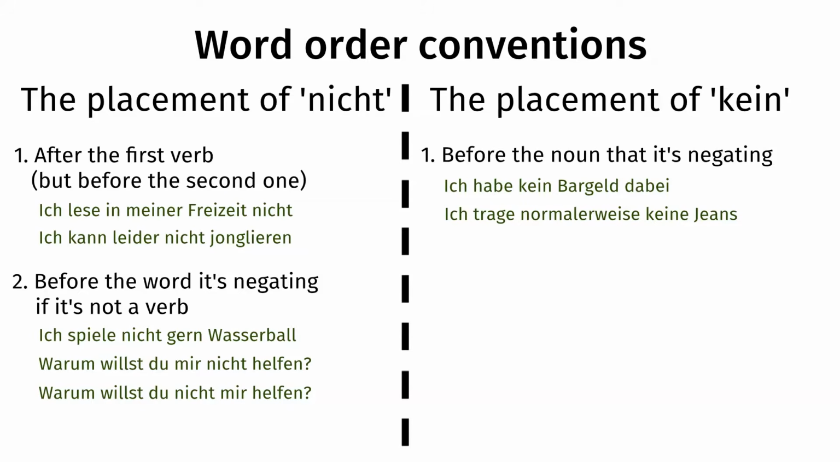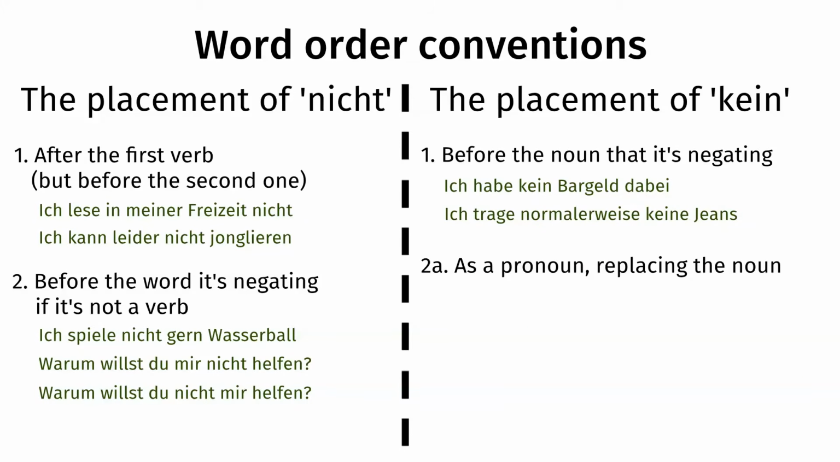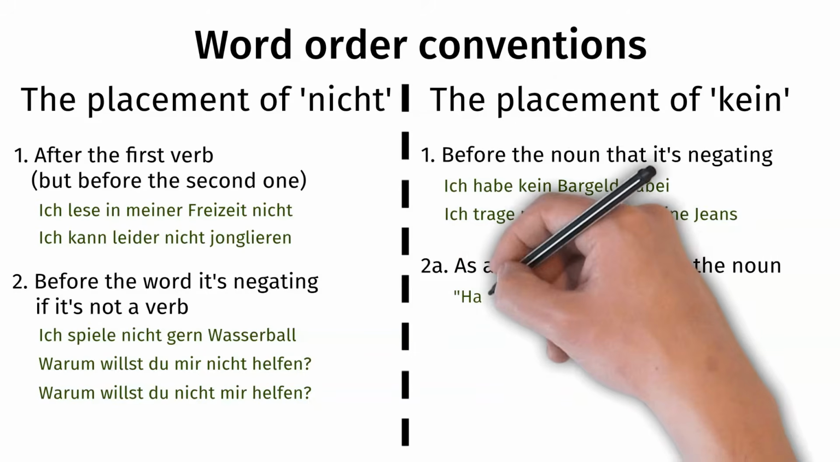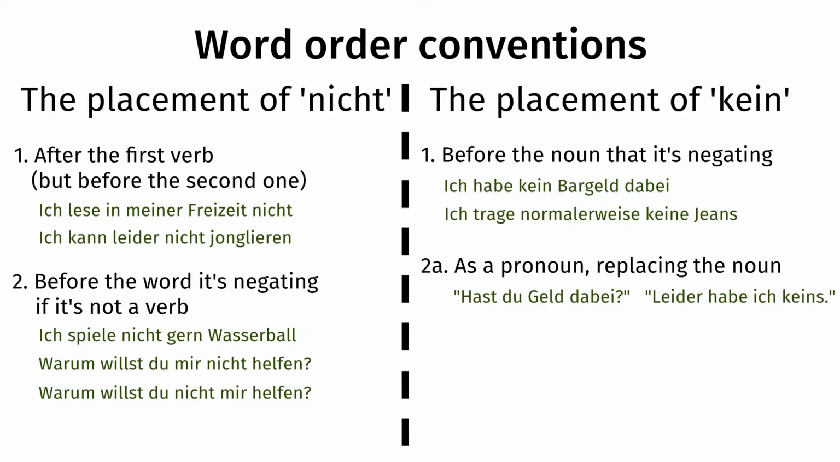However, here are two other cases where kein has actually become more of a pronoun and is separated from the noun that it's referring to. So if kein is used as a pronoun replacing the noun, then it's going to go just where the noun was. Hast du Geld dabei? Do you have money on you? Leider habe ich keins. Unfortunately, I don't have any. So keins has actually replaced Geld in that second sentence. And so it goes just where Geld would go.